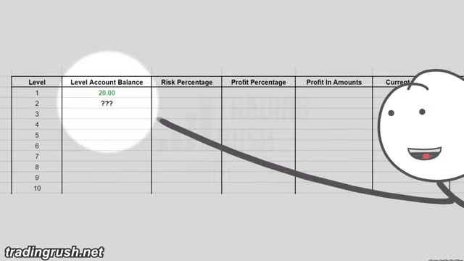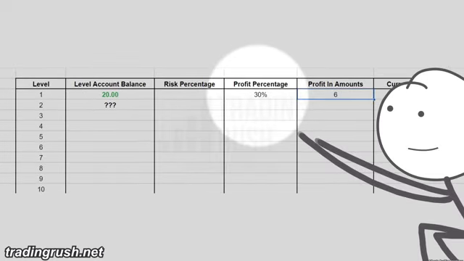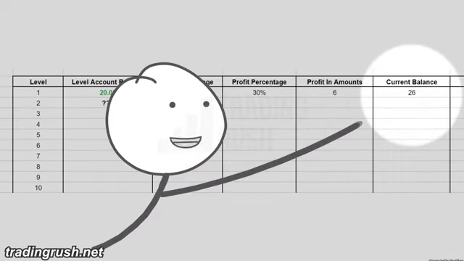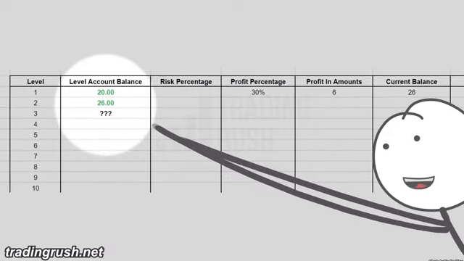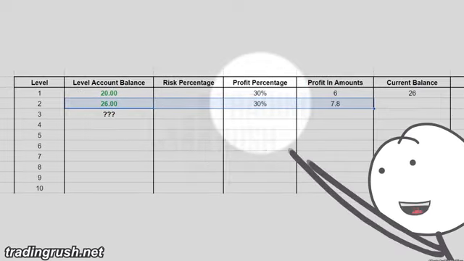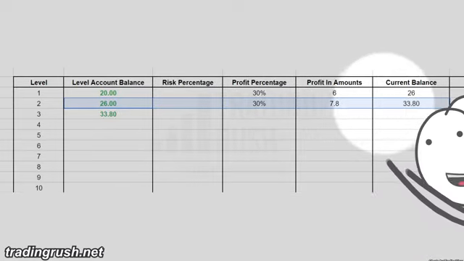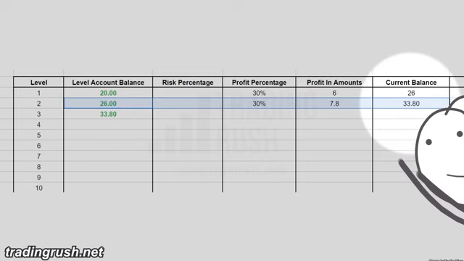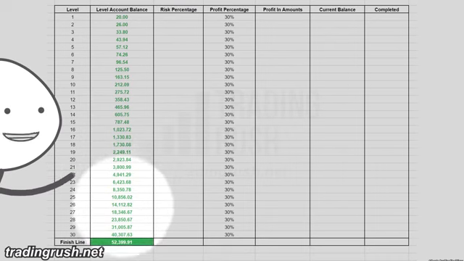For example, to calculate level 2, we look at the level 1 account size, which is $20. 30% profit on that $20 is $6. Now the total account is $26. That's the account size of level 2. To get the level 3 account size, we see what a 30% profit on the level 2 account size would be. 30% profit on $26 is $7.8. Add that to 26 and we get the level 3 account size, which is 33.8. If we keep doing this math for the next levels, this is what it will look like.